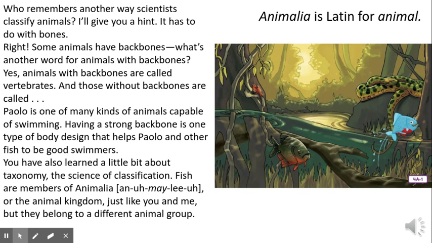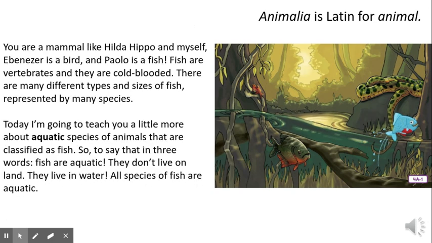You are a mammal like Hilda Hippo, and myself, Ebenezer, is a bird, and Polo is a fish. Fish are vertebrates and they are cold-blooded. There are many different types and sizes of fish, represented by many species. Today I'm going to teach you a little more about aquatic species of animals that are classified as fish.